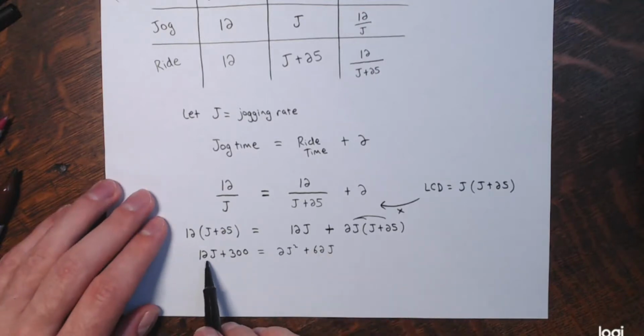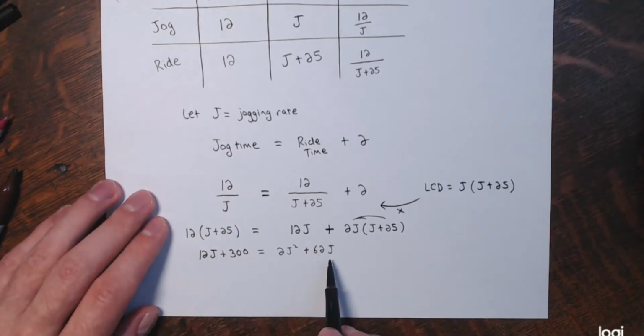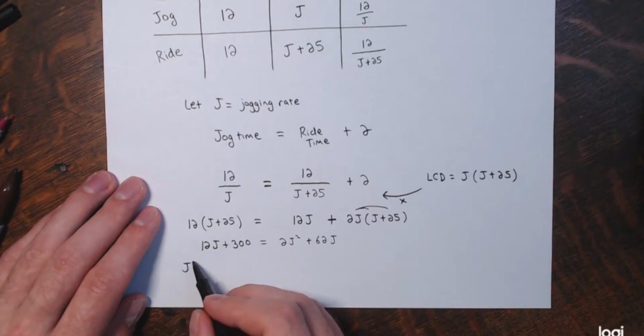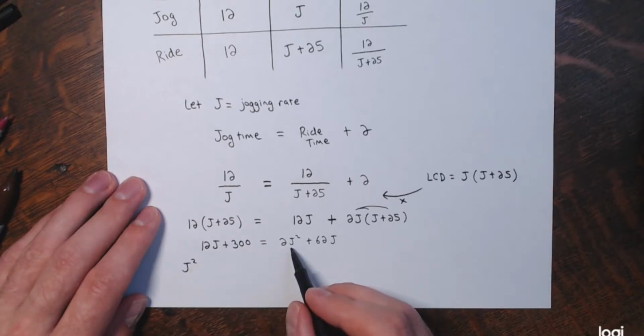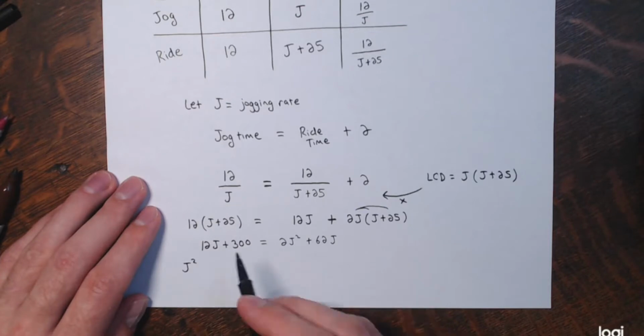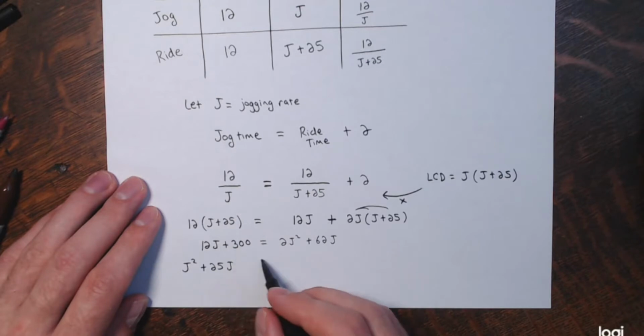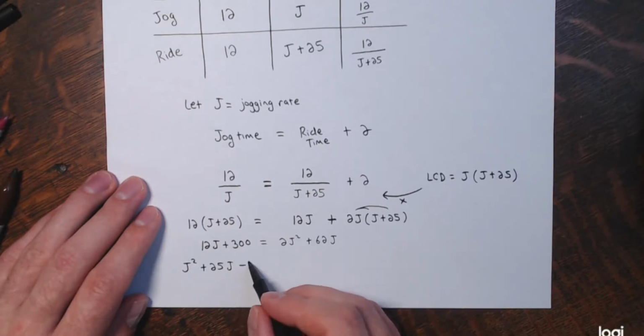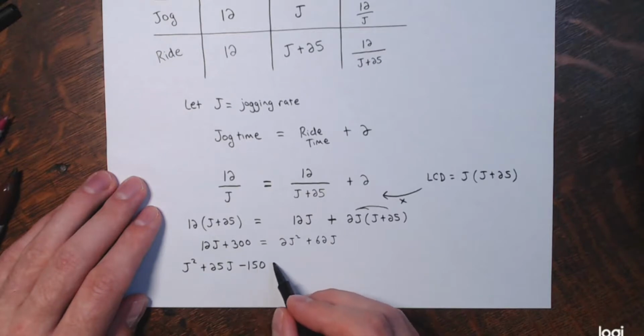And then I would take away 12j, take away 300, and divide everything by 2. Alright, so bear with me here. Hopefully you understand where this comes from. So we'd have 1j squared. If I subtract 12j, that's 50j, divided by 2 would be 25j. And then subtracting 300 gives me minus 300, but then dividing by 2 gives me minus 150. Equals 0.